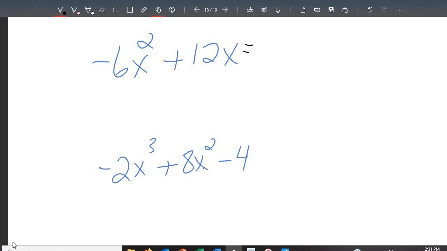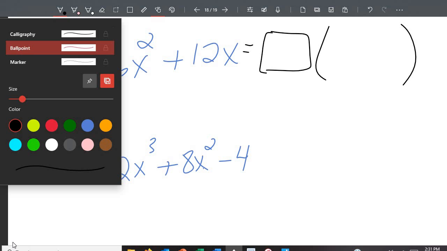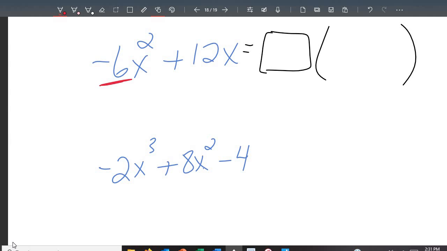Okay, so I'm going to draw my little box again and put my parentheses. So we look at the negatives. First term is negative. So I automatically know my GCF is a negative number. What can I divide into both 6 and 12? Biggest number is negative 6. Now, notice they both have x's. X with the smallest exponent. This time, we're dividing by a negative, not just a positive.